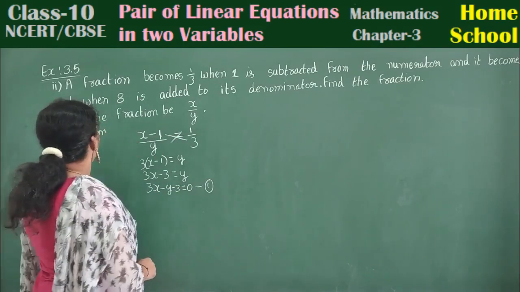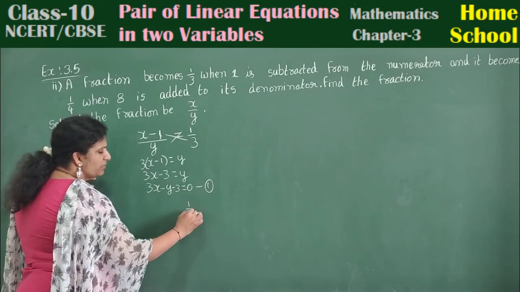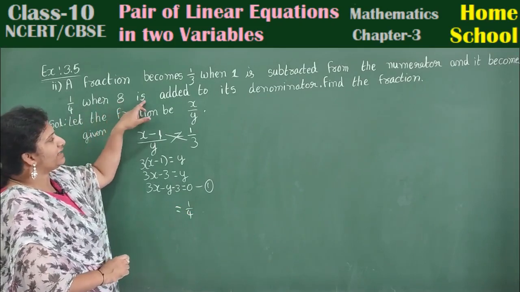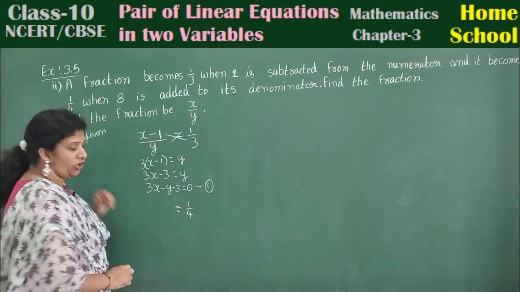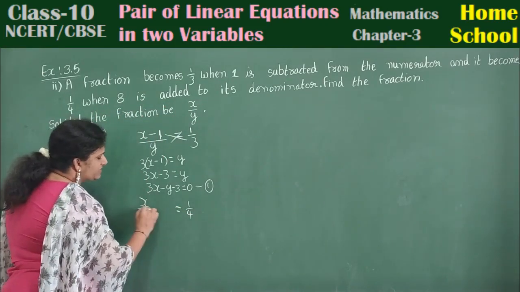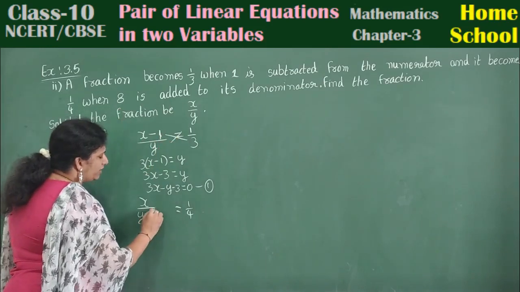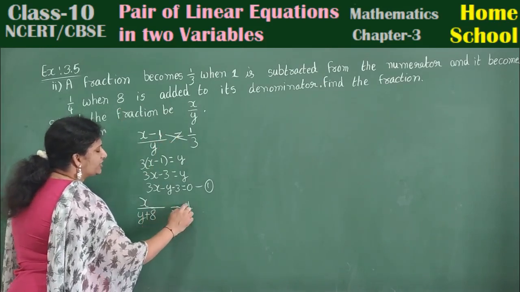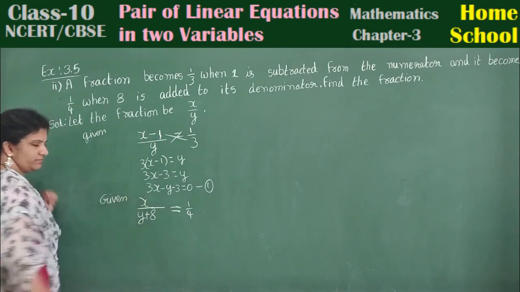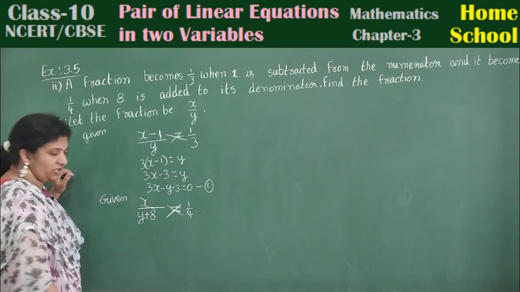And it becomes 1 by 4. When does it become 1 by 4? When 8 is added to the denominator. It means what? Fraction x by y, and 8 is added to the denominator. The fraction becomes 1 by 4, given. Okay? Cross multiply. Find the fraction is your question.